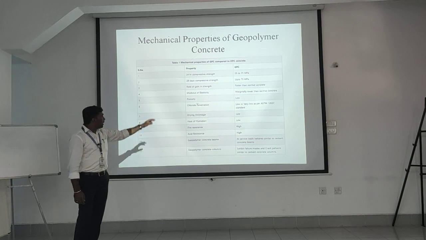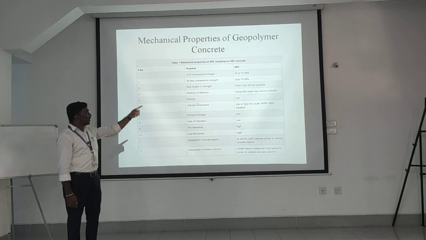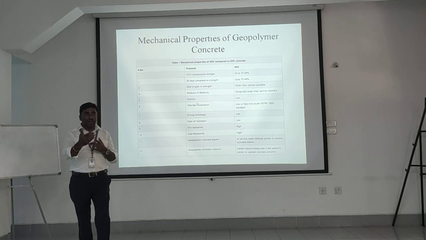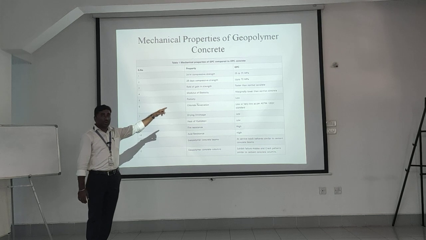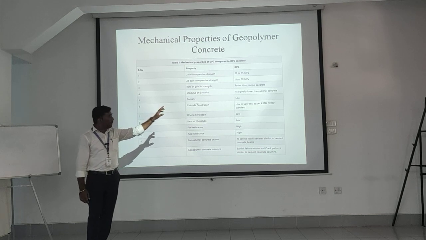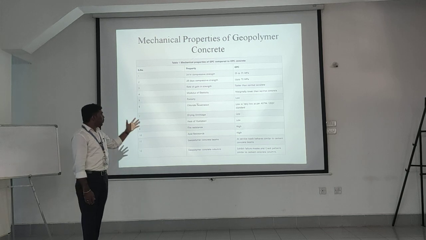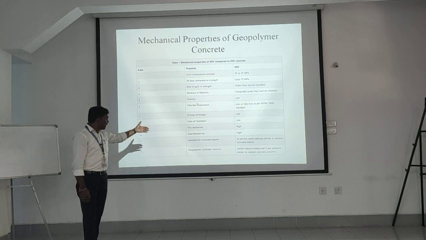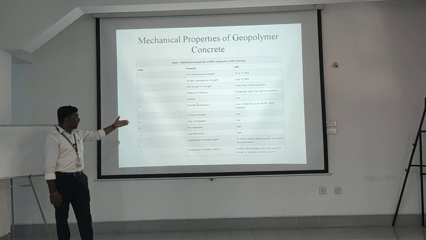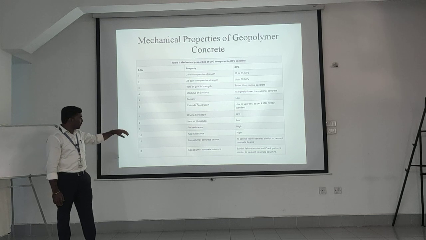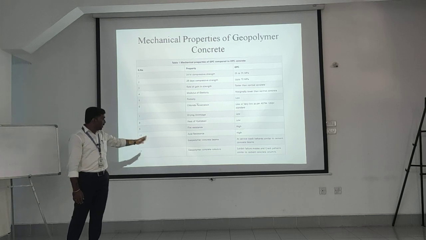The rate of gain in strength is faster than normal concrete. In conventional concrete we have to wait up to 28 days, but here within 7 days we will achieve that strength. Third, the modulus of elasticity is marginally lower than normal concrete. Porosity will be low. Then there are other properties: chloride resistance, drying shrinkage, heat of hydration. The heat of hydration here is low compared to conventional concrete. Then fire resistance.